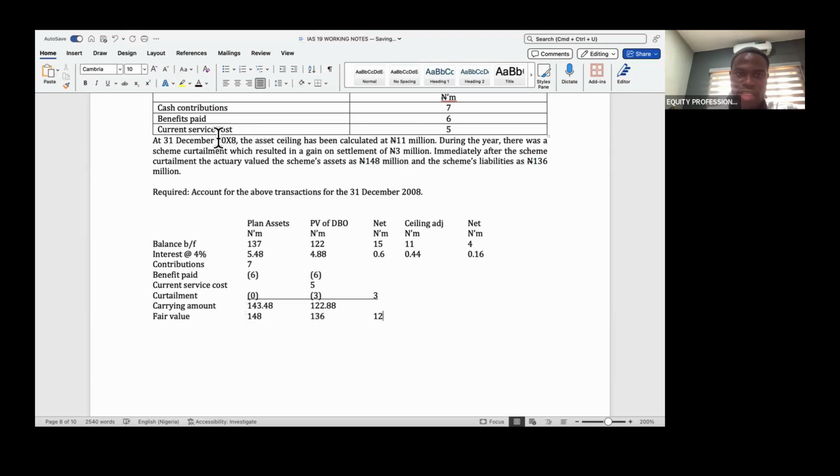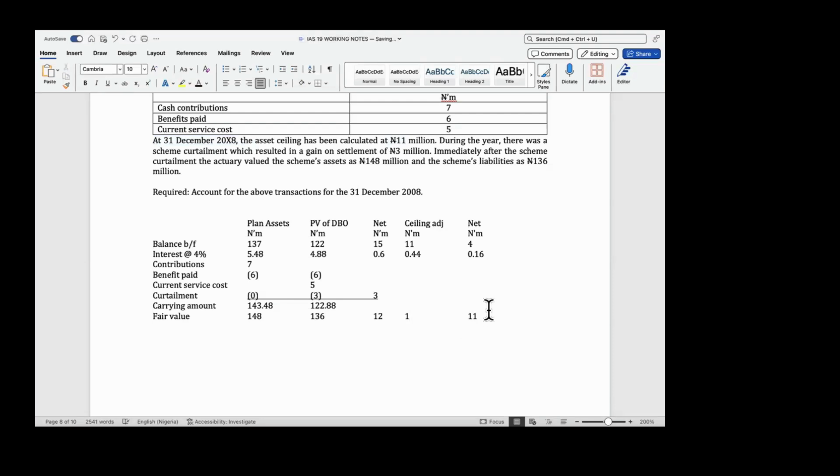But they told us that at the end of the year, the asset ceiling is actually 11. Instead of recognizing 12 as net defined benefit assets, what should we recognize? 11. So there will be a ceiling adjustment of how much? 1.